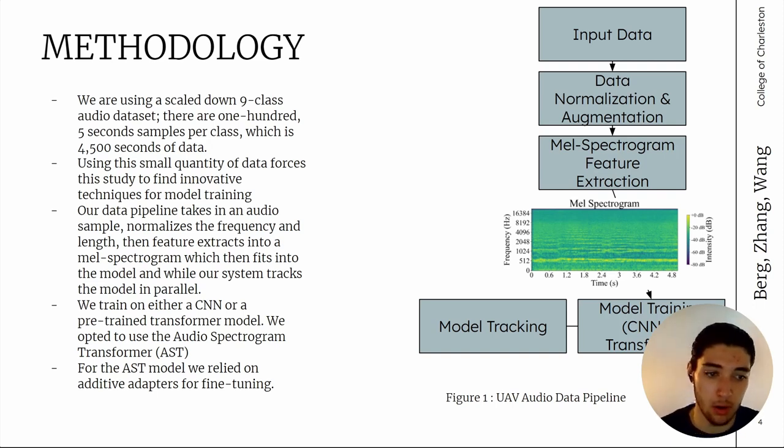So while we train our CNN or transformer model, we in parallel track it with Weights and Biases, and this allows us to better have an idea of what's going on under the hood.